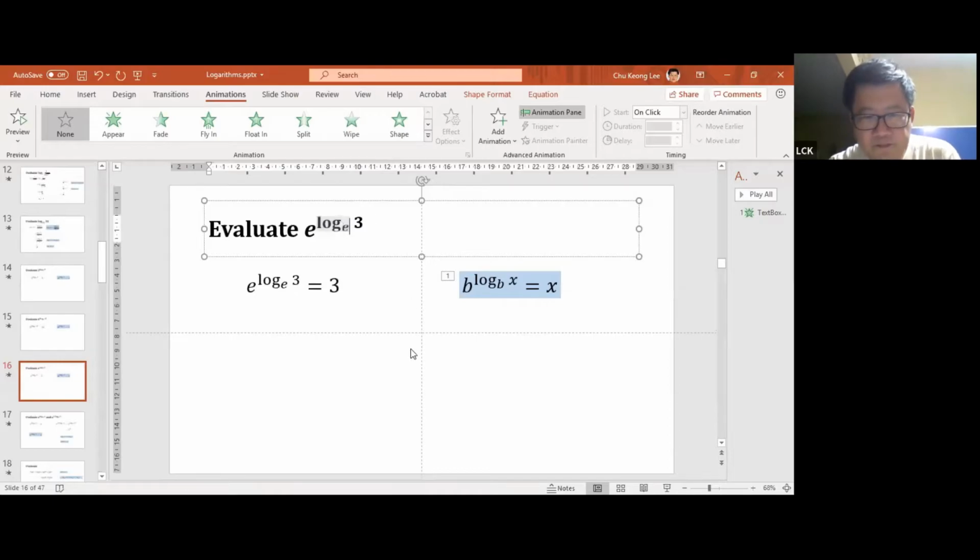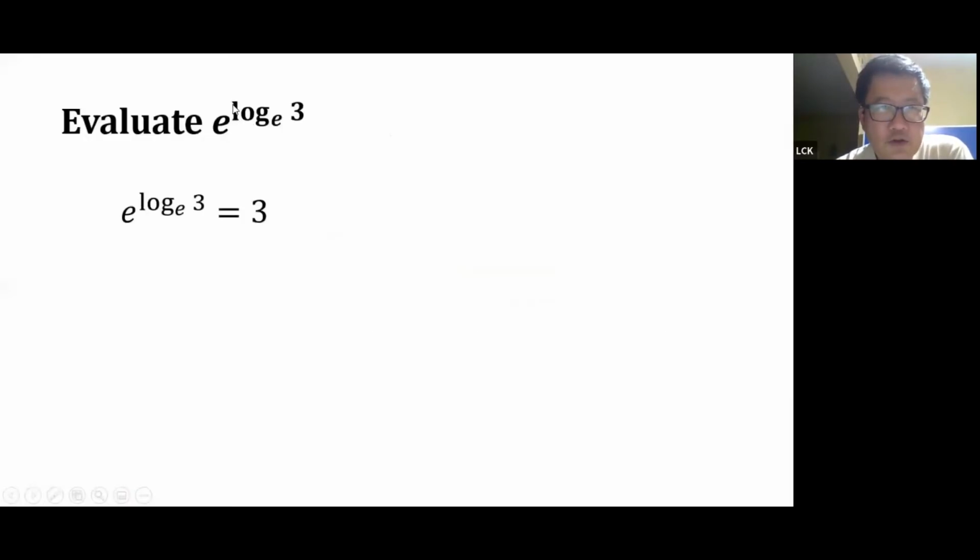All right. Now this is an E. So here you have E raised to the log base E of 3. So you see E and E, same number here. And this whole expression simply equals 3 then. And this is the same formula used.